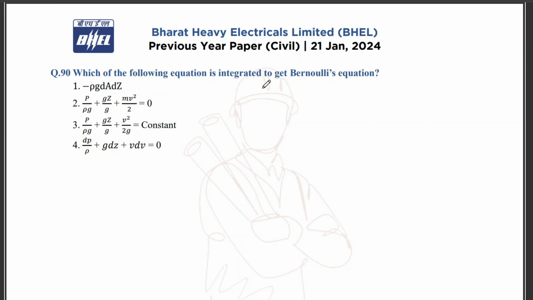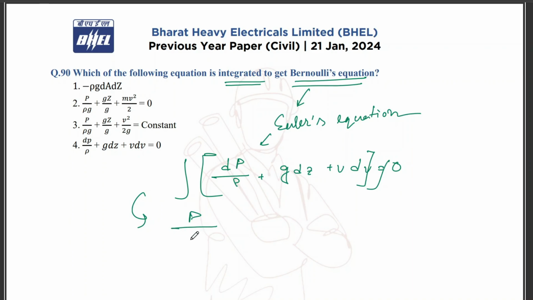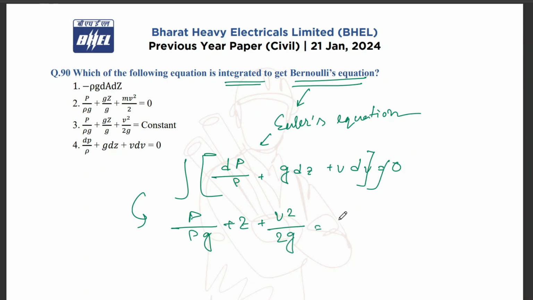Question number 90. Which of the following equations is integrated to the Bernoulli's equation? First of all, let's take a note that Bernoulli's equation is derived from Euler's equation, and Euler's equation in differential form is dp by rho plus g dz plus v dv equals 0. If we integrate it, our equation will come p by rho g plus z plus v square by 2g equals constant. So this will be our answer.